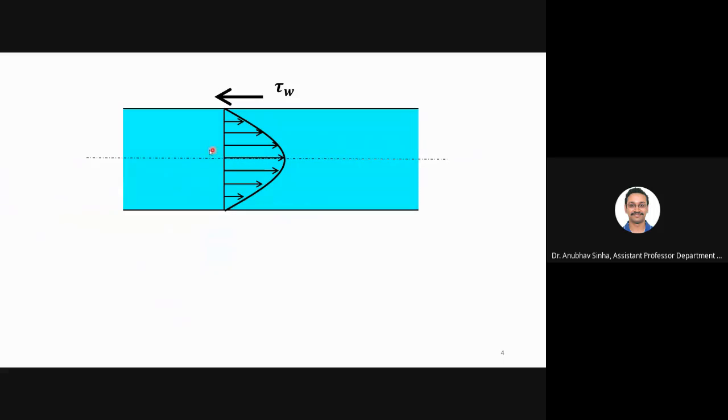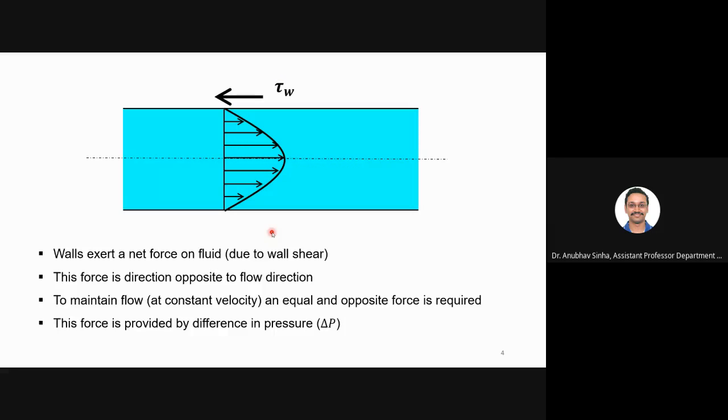So basically, when you have a fluid flow in a pipe, you'll have a velocity profile which is parabolic in nature, and near the wall, when you have fluid flowing past a wall in a wall bounded type of flow, there will be some shear force on both sides. If you take the full circumference of the tube and integrate, you see that there is a net force on the fluid due to wall shear. That force is in the opposite direction to flow.